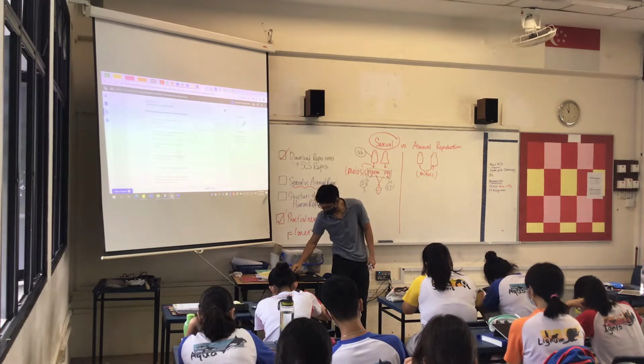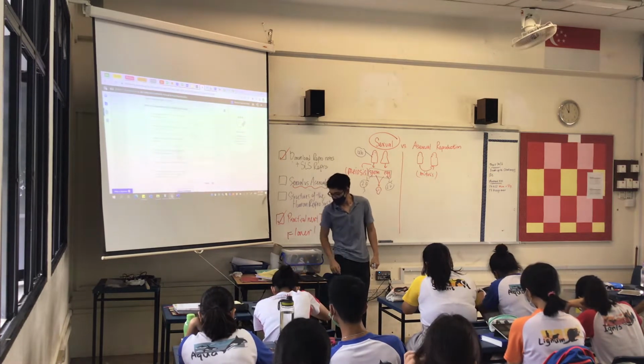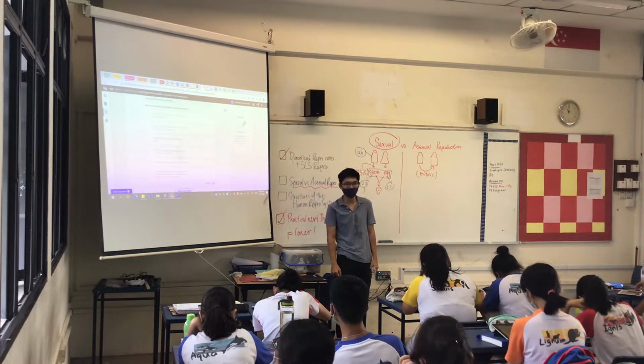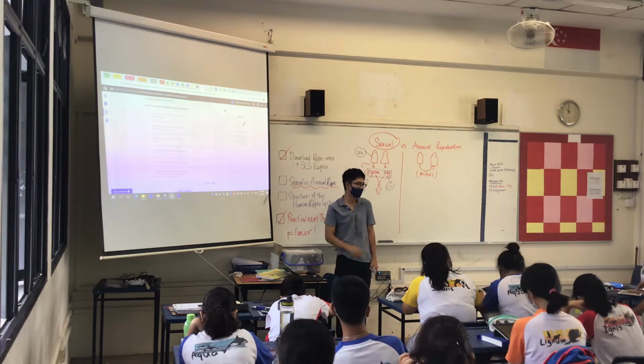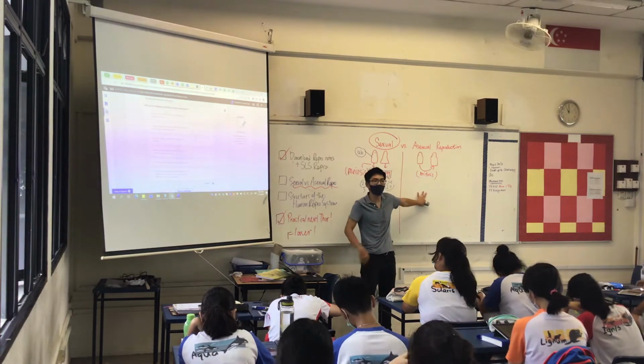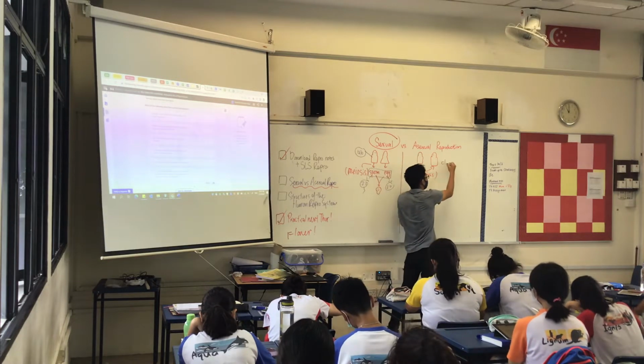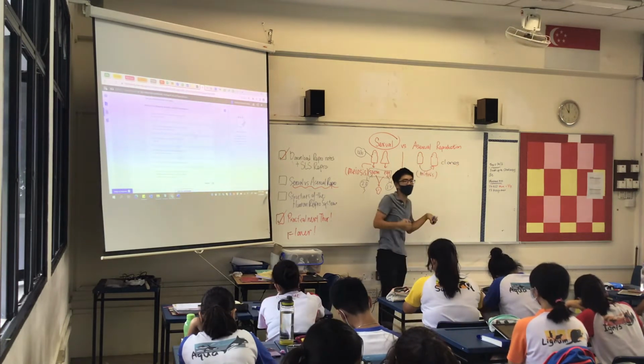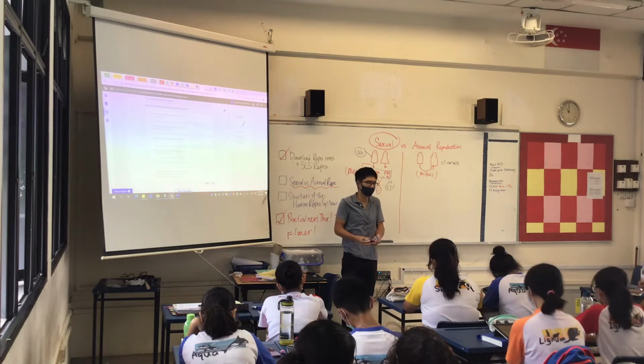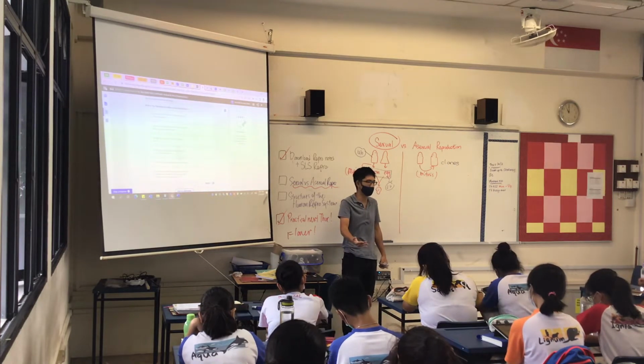A quick recap. Second point, offspring are genetically dissimilar from each other and from parents. This is not true. In asexual reproduction, the offspring are often referred to as clones. They are almost identical to the parent. Do we carry out asexual reproduction?